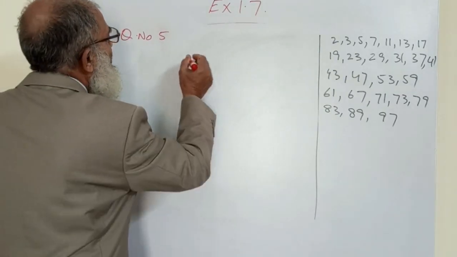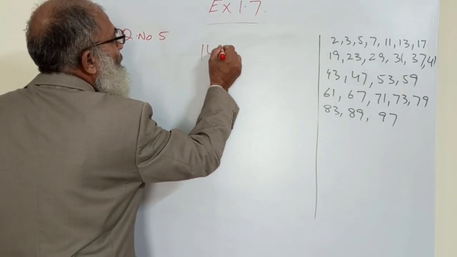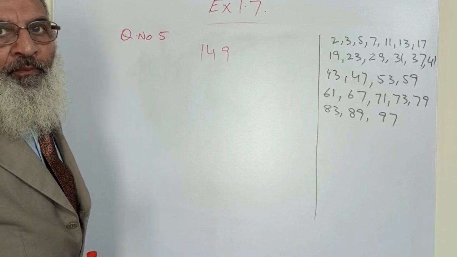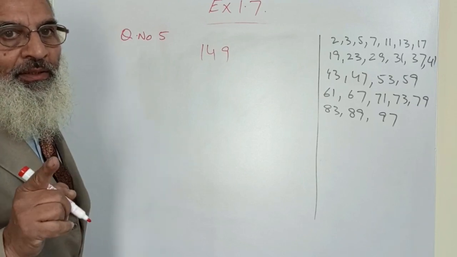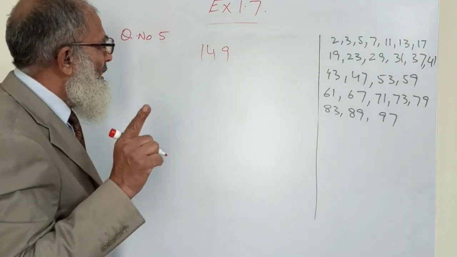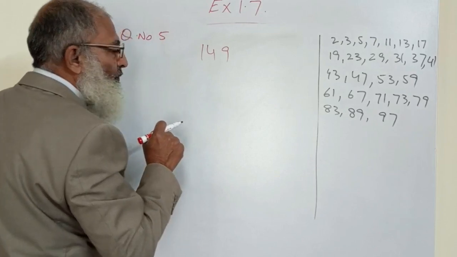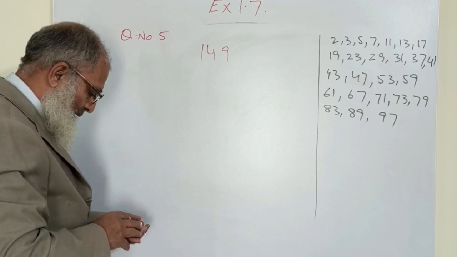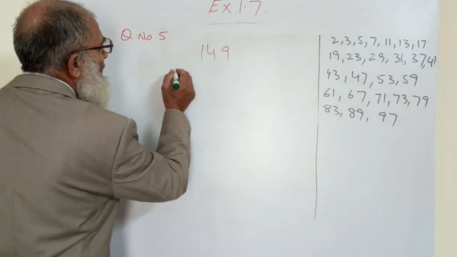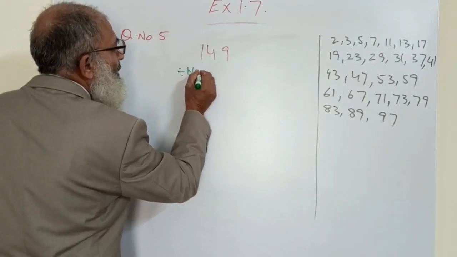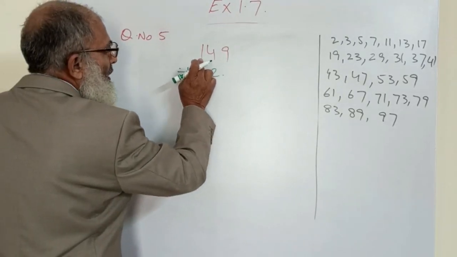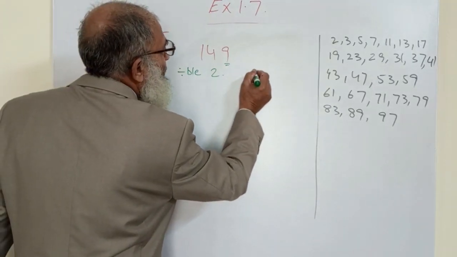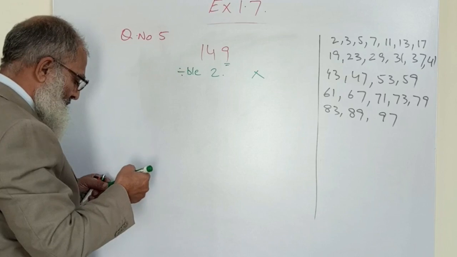Now students, question 5 is: is 149 a prime number? If it is so, then how have you decided it? This is a logical question, and it is heading towards the test of divisibility. First of all, I check it for 2. Is it divisible by 2? The last digit is odd, so it is not divisible by 2.